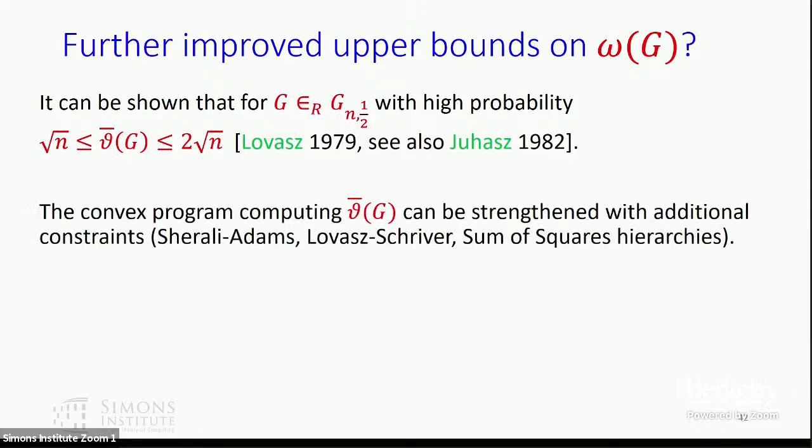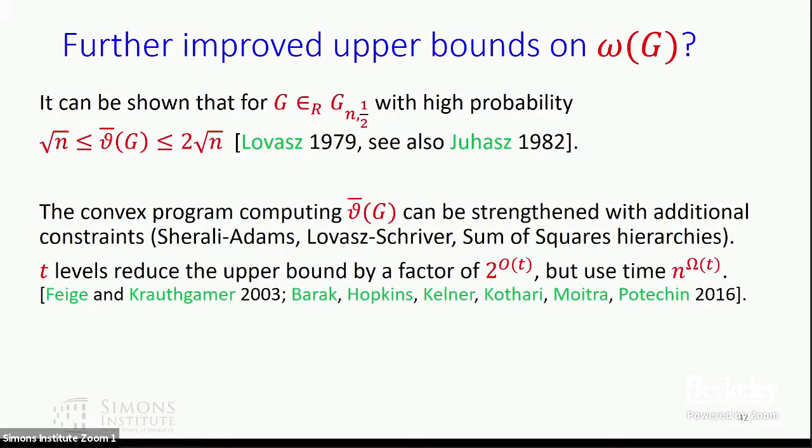We can strengthen this upper bound because it's a convex program. So we can build various hierarchies on top of this convex program, like the Sherali-Adams hierarchy, the Lovász-Schrijver hierarchy, sum of squares hierarchies. There are many hierarchies, systematic ways of adding constraints. So what do we find? If we go t levels up in these hierarchies, what they do is reduce the upper bound by a factor of 2 to the order t.